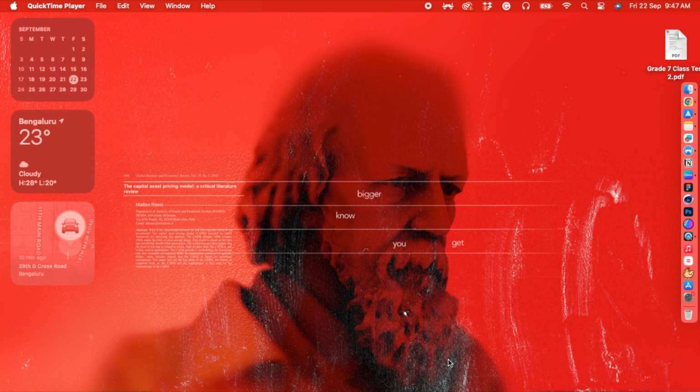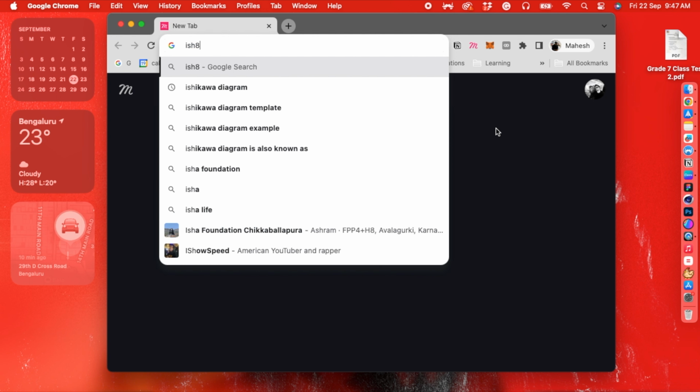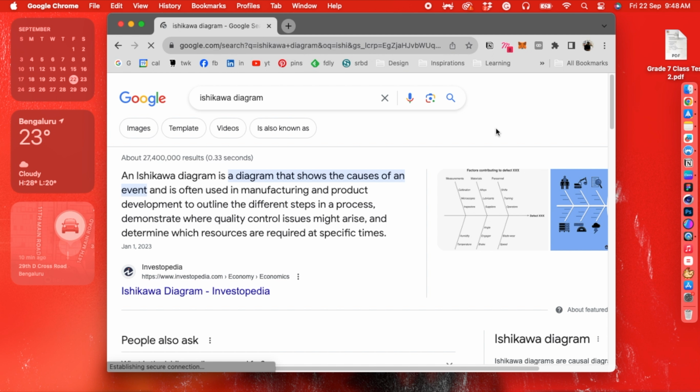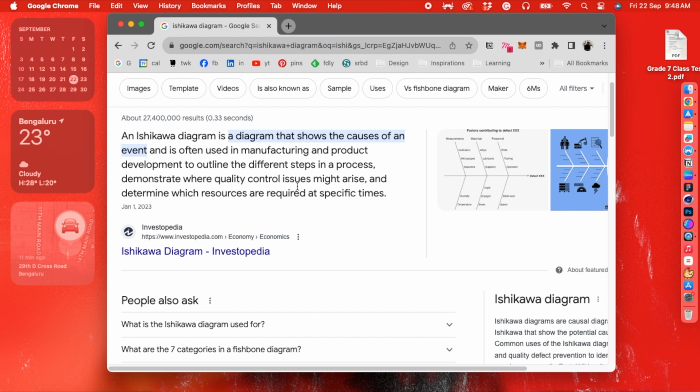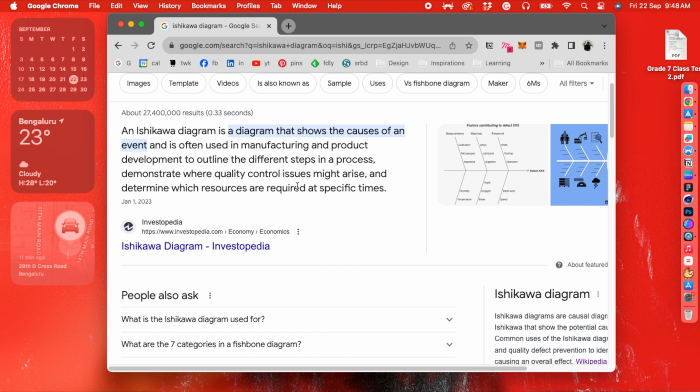And the technique actually uses two methods. So we're going to talk about these two methods and I will elaborate how to work with them. The first thing that we are going to use is a diagram called the Ishikawa diagram. The Ishikawa diagram is used to show the causes of an event. It's basically a technique to find out all the factors that contribute to a problem.